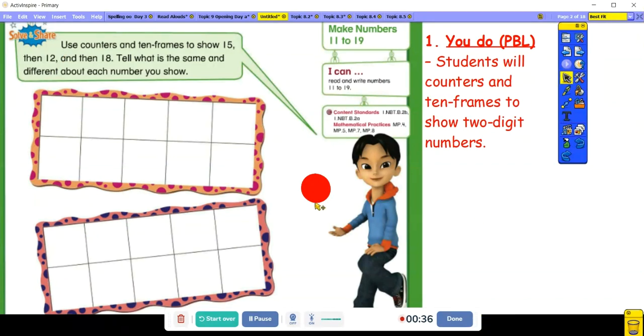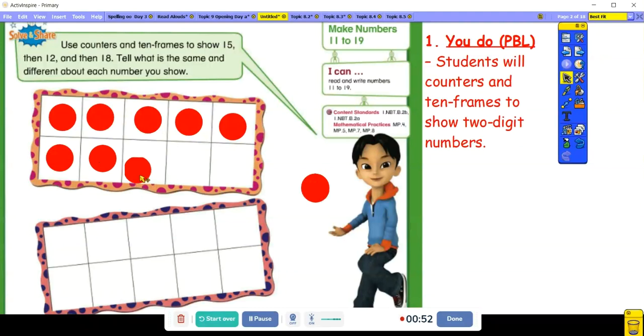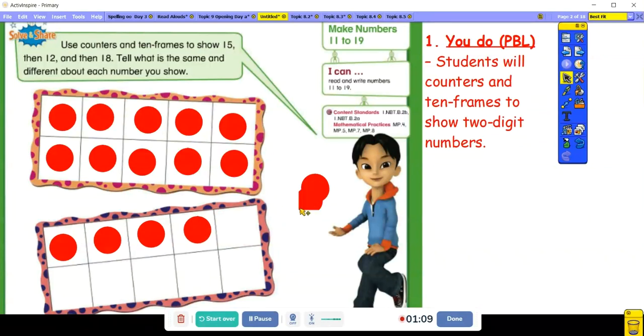If I'm filling my 10 frame, again, we always want to start at the top and go across, filling each row. So 2, 3, 4, 5, 6, 7, 8, 9, 10. Now that 10 frame is filled, we're going to move to the bottom one for 11, 12, 13, 14, 15. And I want to give you a minute to look and make some observations.